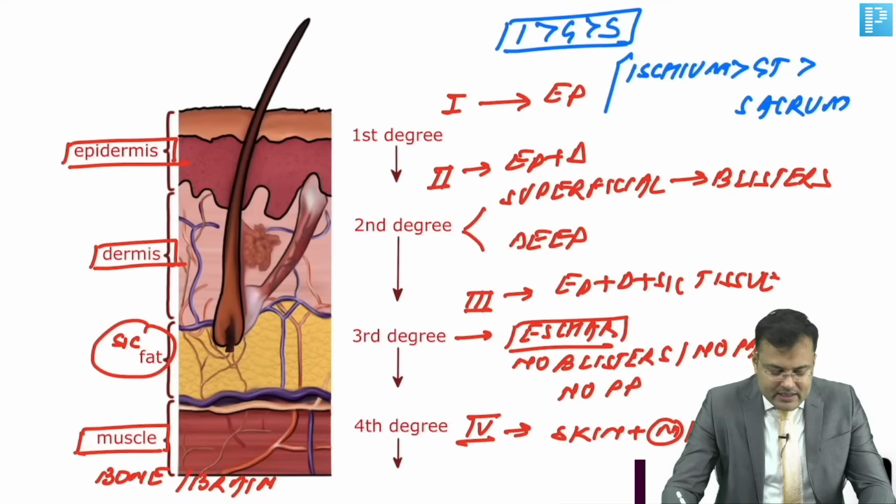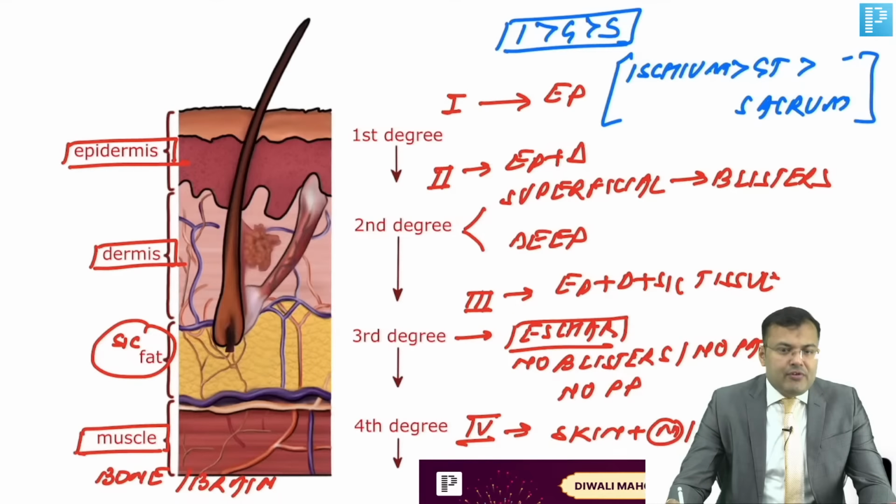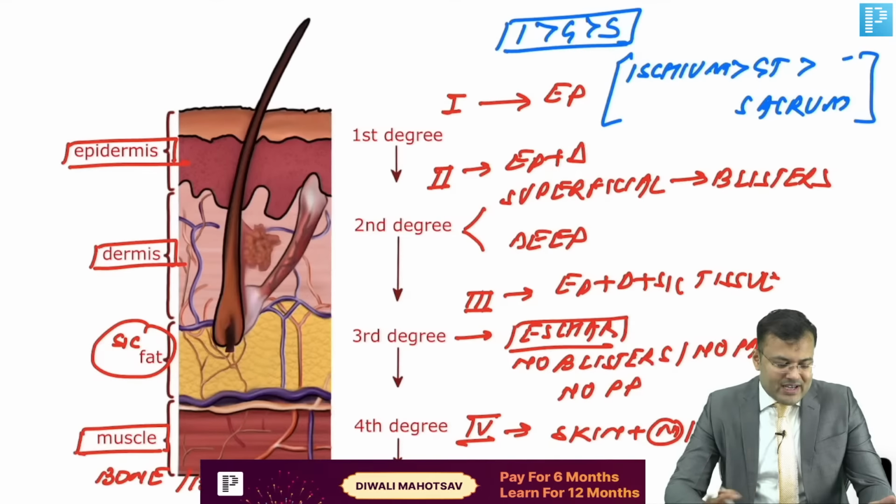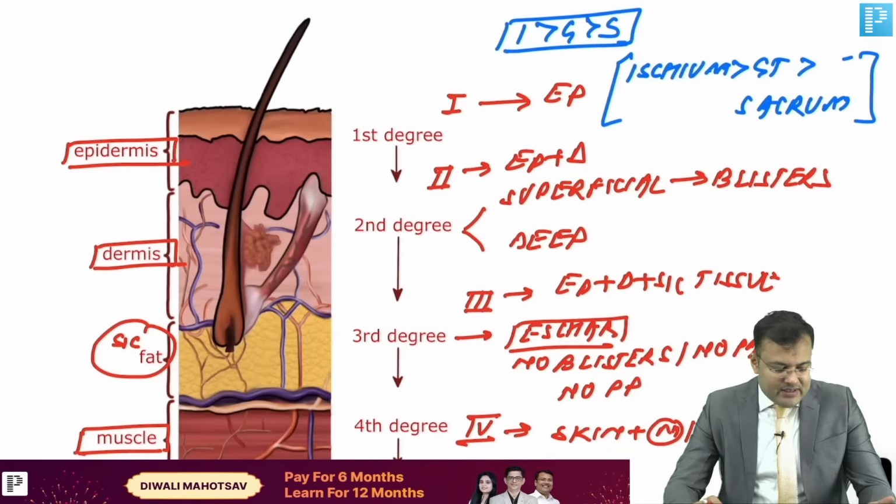So, it is Indira Gandhi Stadium. It is ischium followed by greater trochanter followed by sacrum. Okay guys, okay. Indira Gandhi Stadium, very good.